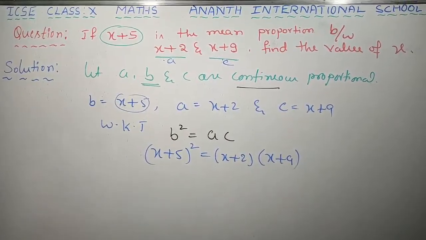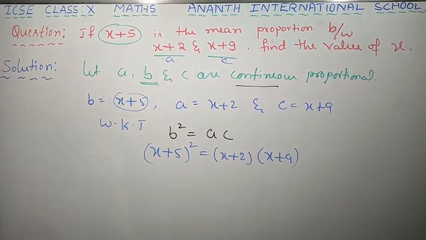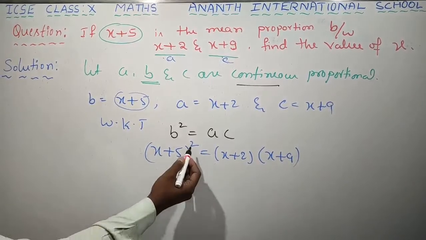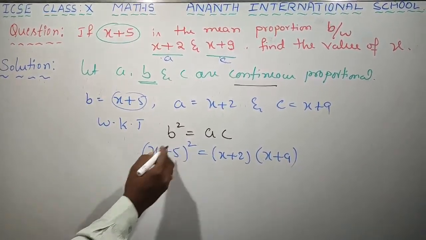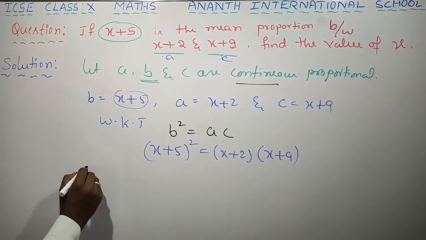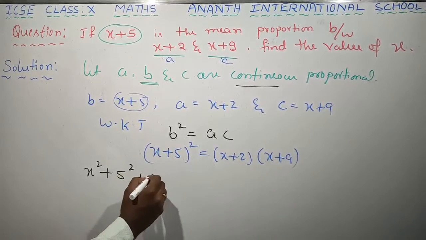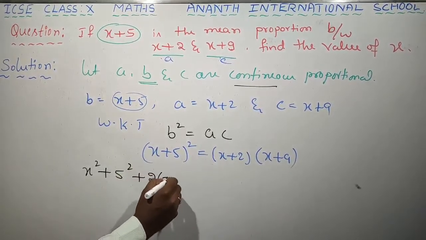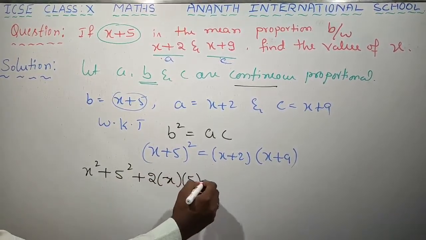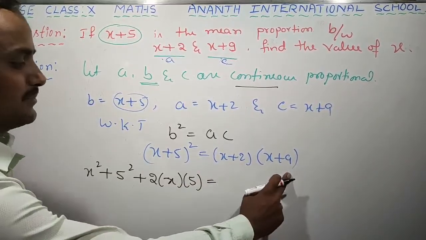Okay. Now simplification and finding the value of x. Very easy, children. Now x plus 5 has a square, which means it is in the form of a plus b whole square. A square plus b square plus 2ab. A square means x square, plus b square means 5 square, plus 2ab means 2 into the a value x, the b value 5, is equal to x plus 2 into x plus 9.